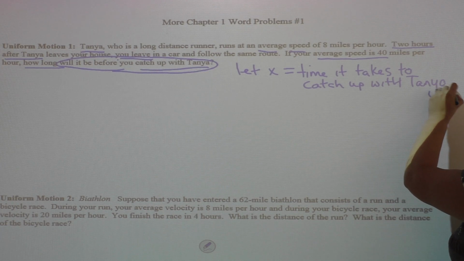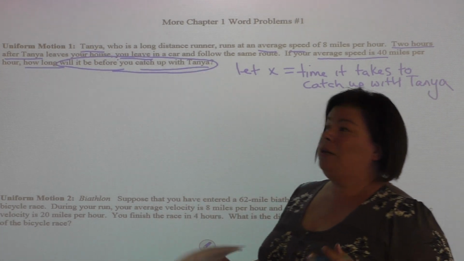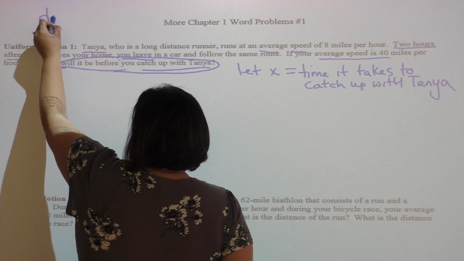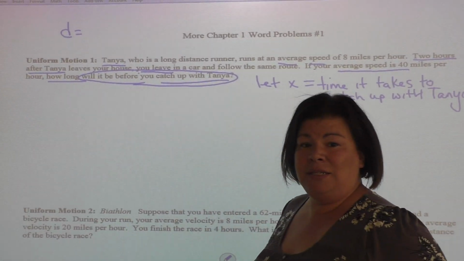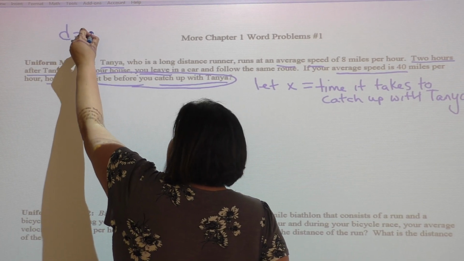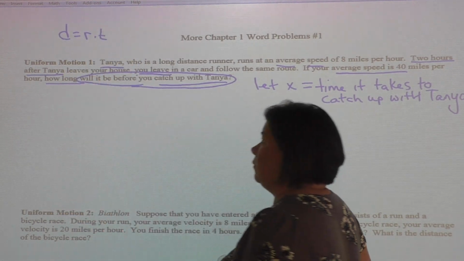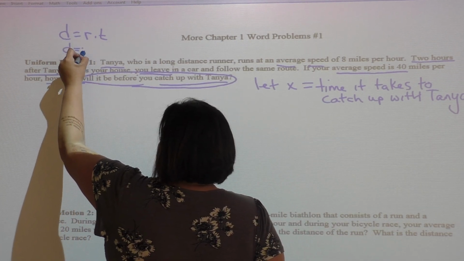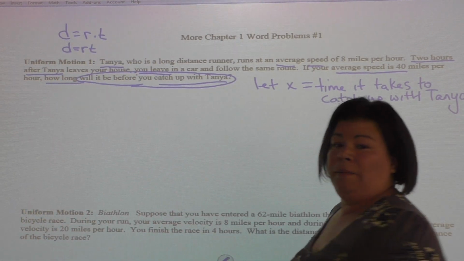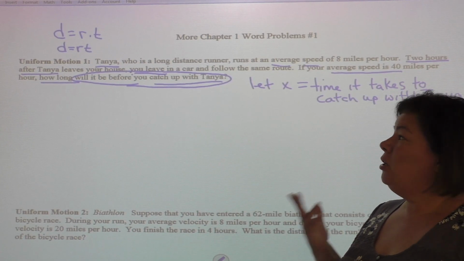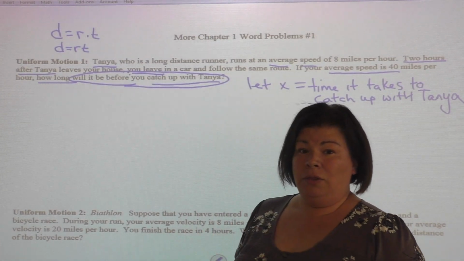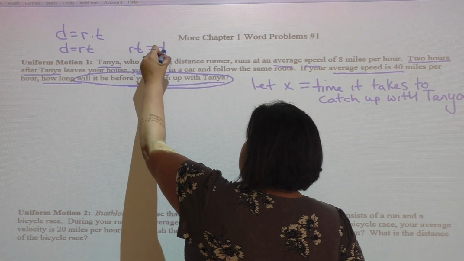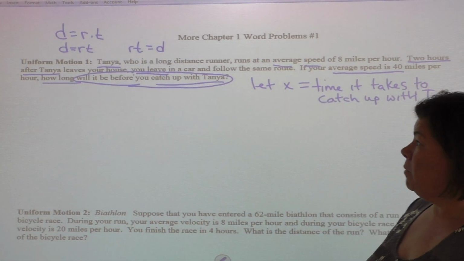Now we are dealing with a distance problem, and there's a basic formula that is used for finding the total distance, and that is distance is equal to the rate times the time, or d equals r times t. Now mathematically speaking, that is correct, but sometimes you will see it written in the reverse way, which is rate times time is equal to distance. They both mean the same thing.